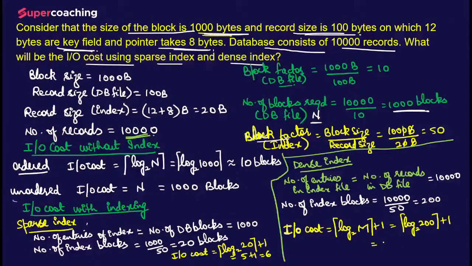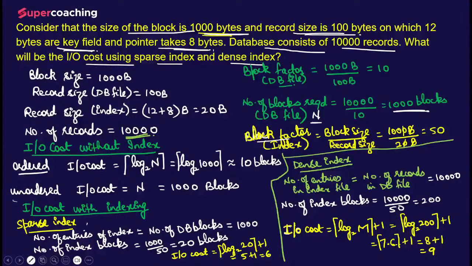So it will be 7 point something. 7 point, let's assume 6. Kuch to value it. Just check it out. Anyhow, we have to take the ceil value. That means we'll be taking the next value. It is coming out to be 8 plus 1. That is 9. So this is the answer.